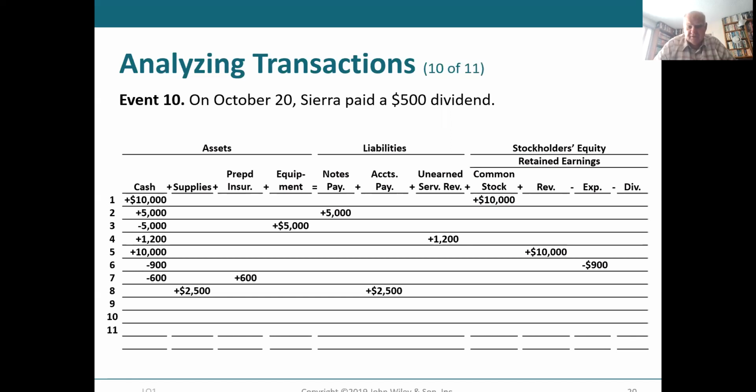Now they paid a $500 dividend. Whenever you pay a dividend, you are reducing equity. That's what a dividend is. You're giving away part ownership of the company to somebody else. And you will always debit retained earnings and credit cash. Here, what they did was they debited dividends, which is okay because that's going to roll up into retained earnings. So we reduce retained earnings via dividends for that $500.